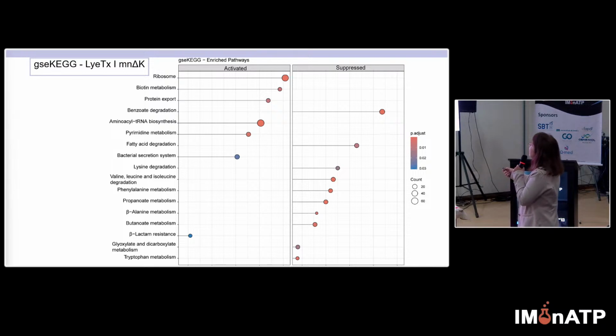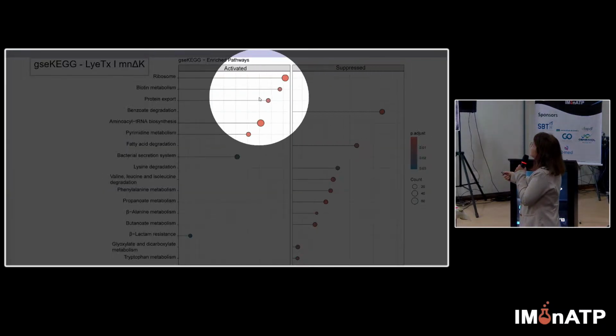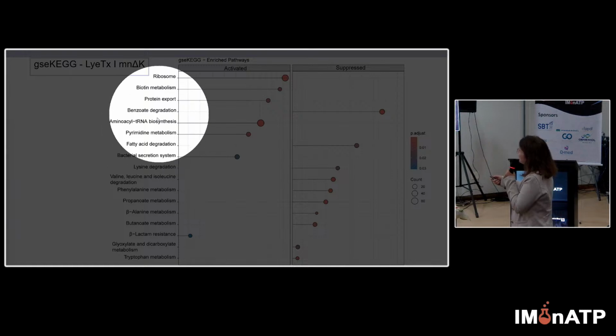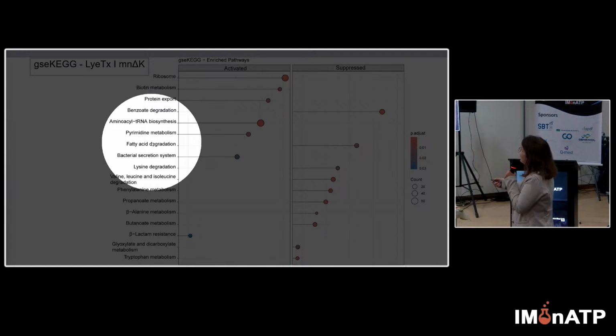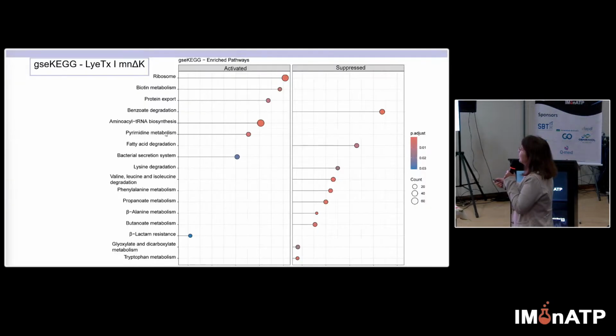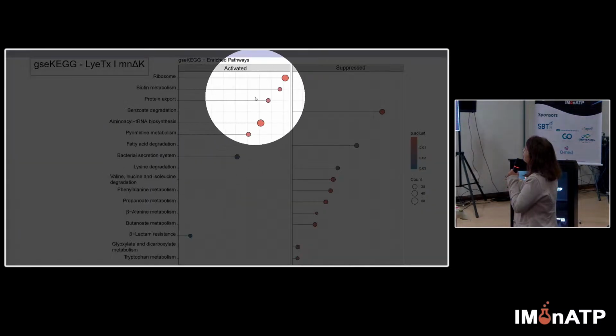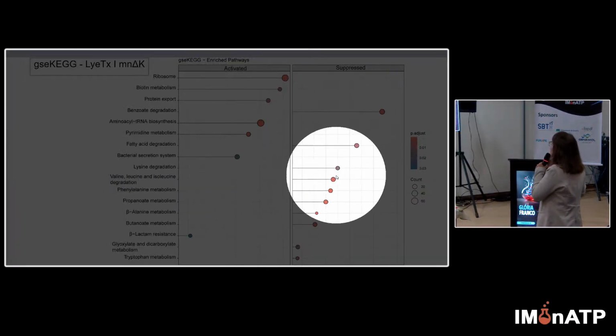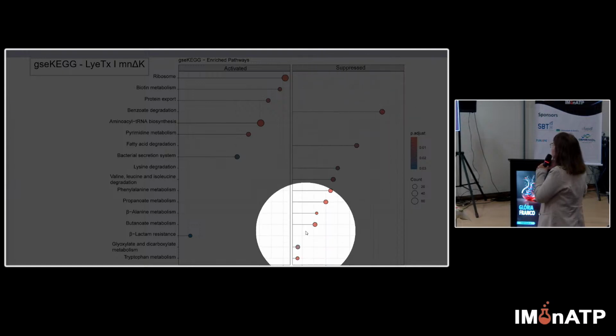What we see here, we have activated ribosome, that means translation, amino acid tRNA biosynthesis for translation, protein export, and also pyrimidine metabolism. We have no idea why pyrimidine metabolism is upregulated, but it's trying to respond to the drug by activating translation. And also, we have the ones that are downregulated or repressed.